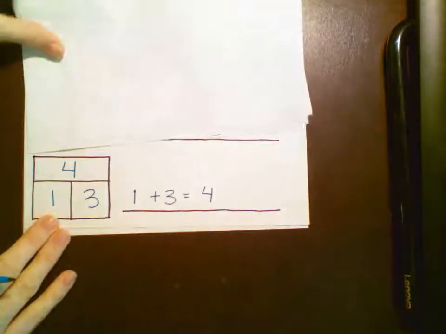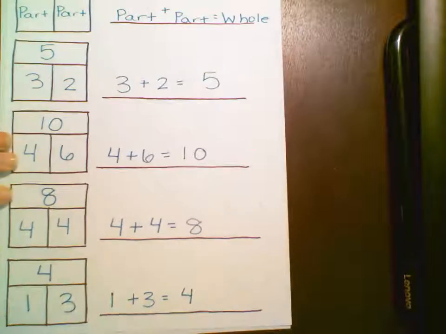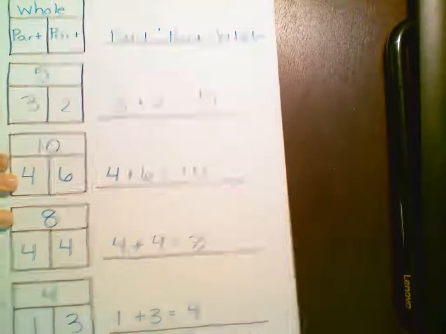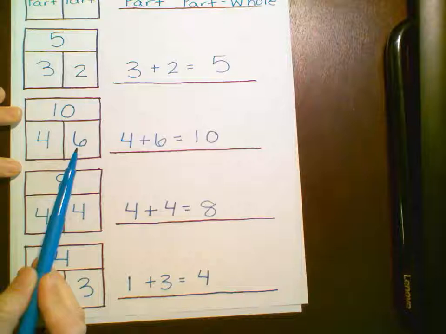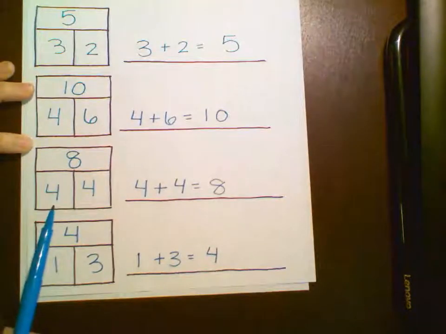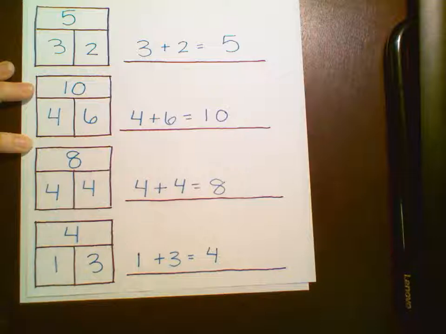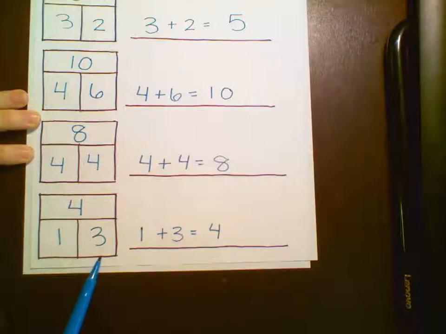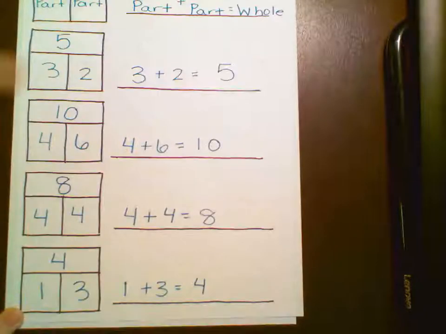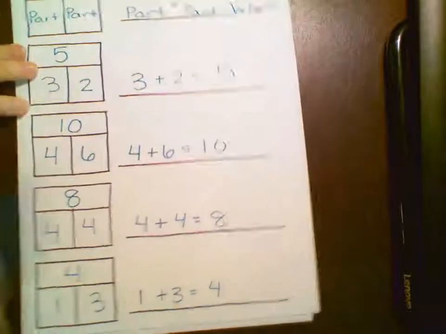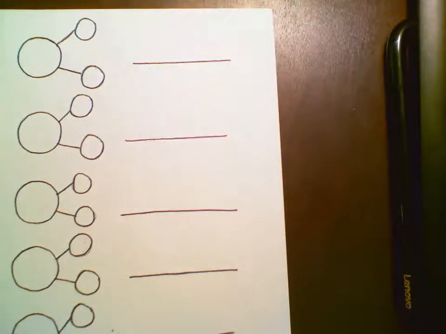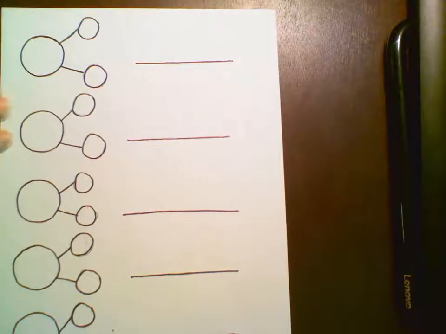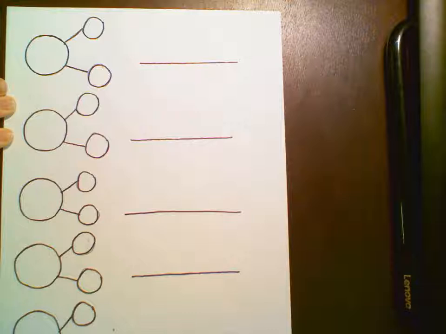So let's look at the part whole mats that we've made. Part plus part equals whole. 3 plus 2 equals 5. 4 plus 6 equals 10. 4 plus 4 equals 8. Ooh, a double fact. 1 plus 3 equals 4. So, boys and girls, we're going to look at part whole. But this time, instead of looking at a part whole mat, we're going to do it using number bonds. So a number bond is going to show us part plus part equals whole.